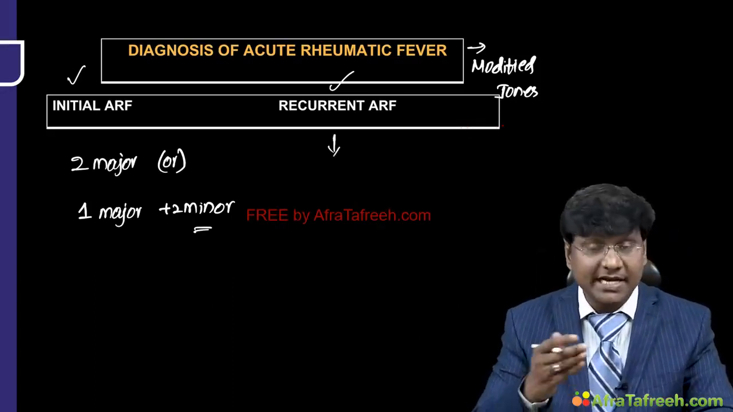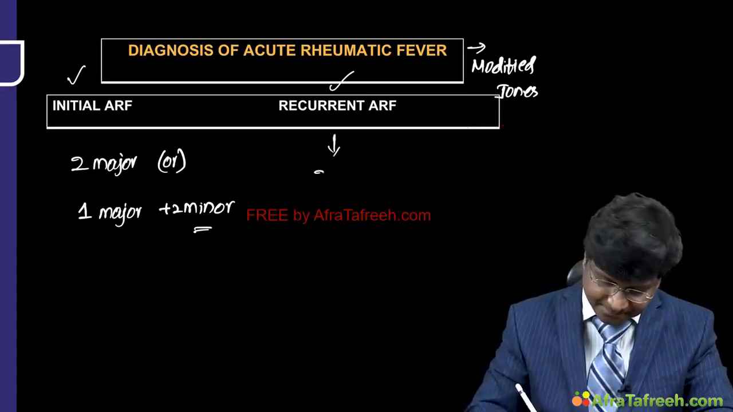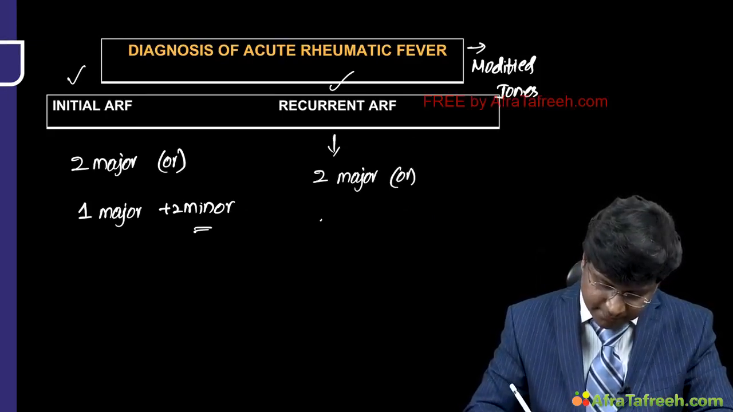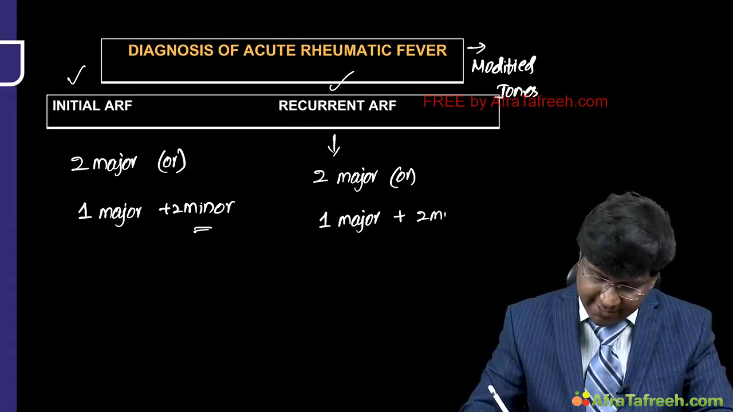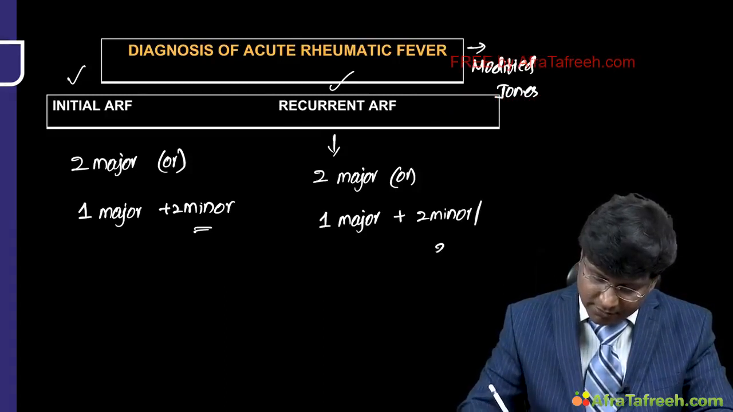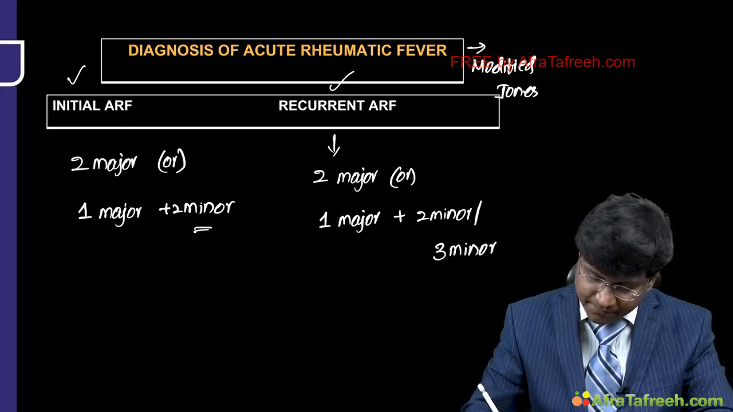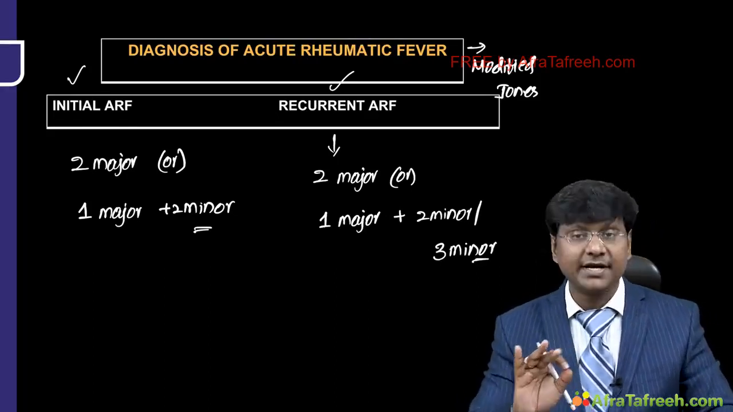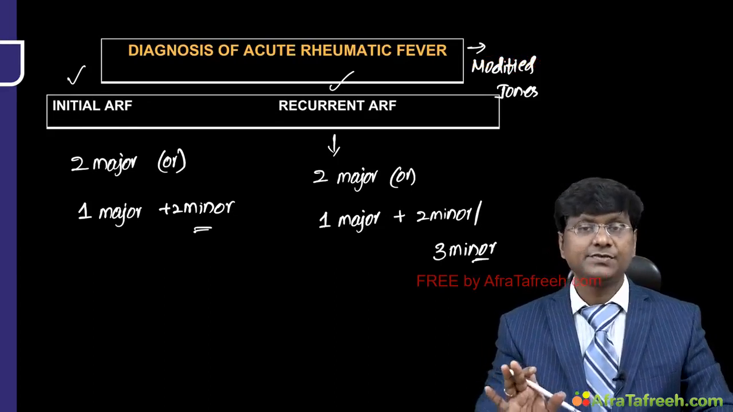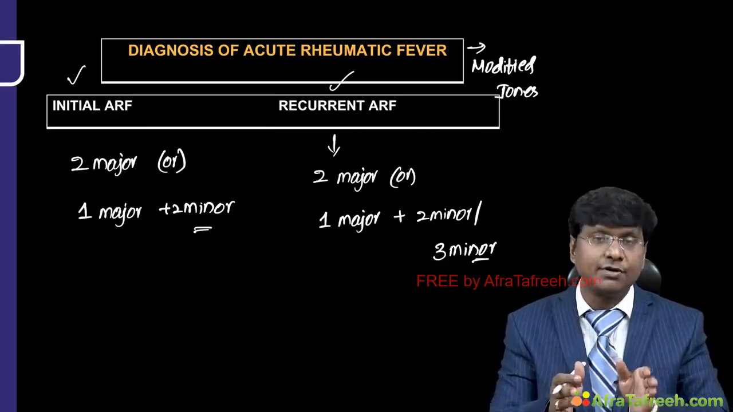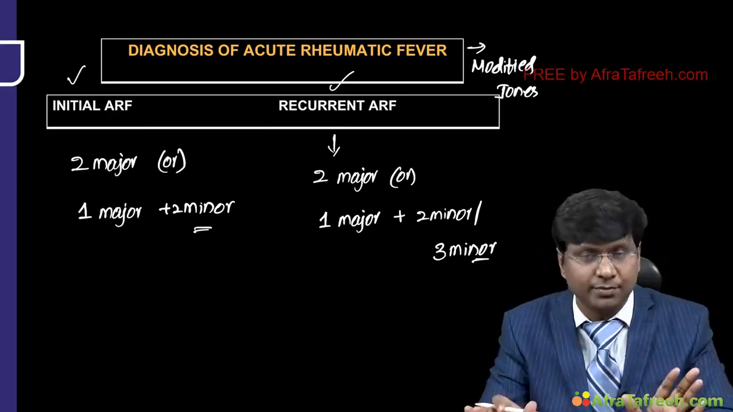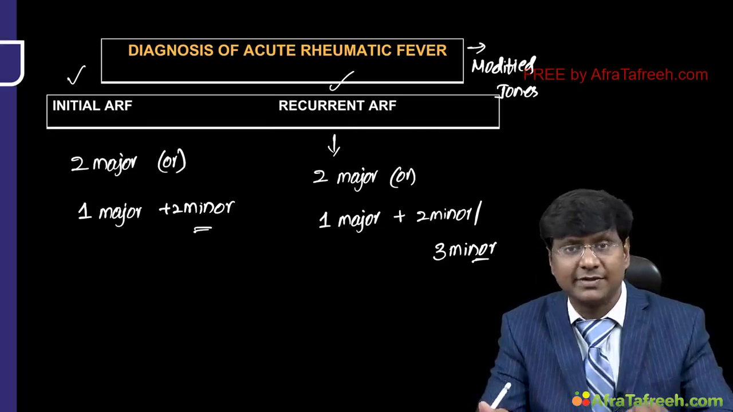But for recurrent cases of acute rheumatic fever, there should be two major, or one major plus two minor, or three minor manifestations. Okay, this is for recurrent acute rheumatic fever. These are the number of criteria which are required for the diagnosis of acute rheumatic fever in the initial, that is first episode, as well as recurrent.